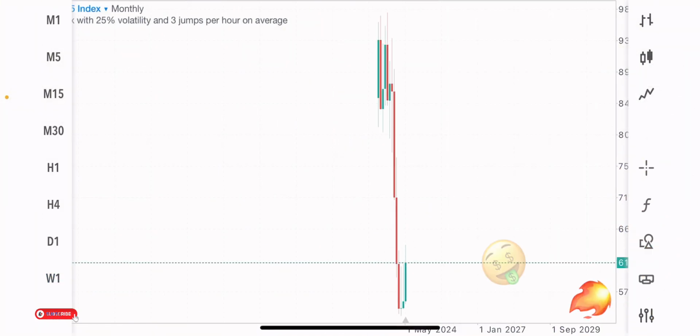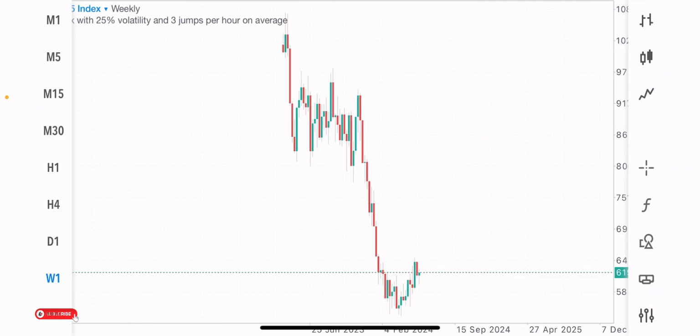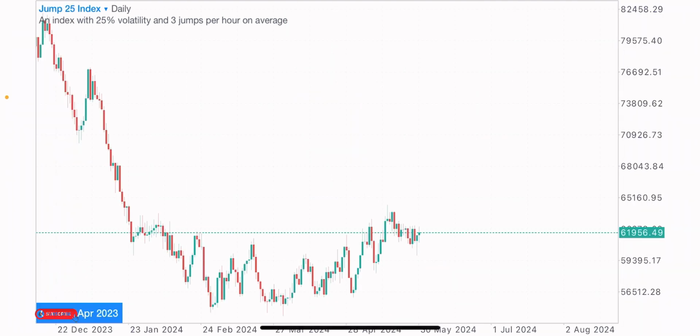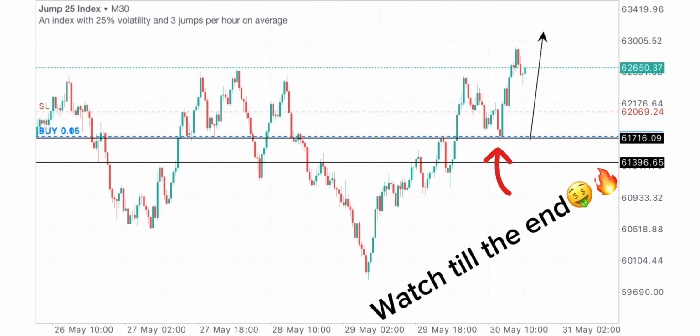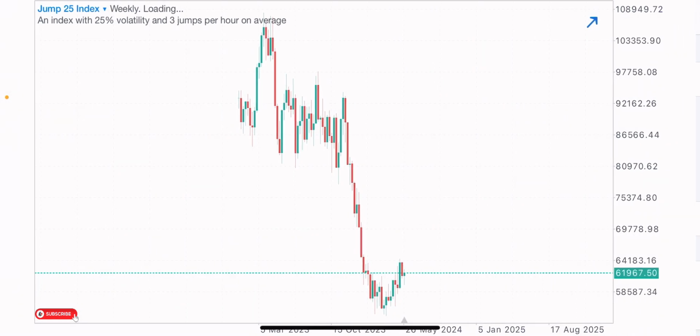And this higher time frame can be the monthly time frame, the weekly time frame, or the daily time frame. These are the three major higher time frames we have. So I would want us to analyze this index starting from the weekly time frame. So you can see that the market is on a downtrend.